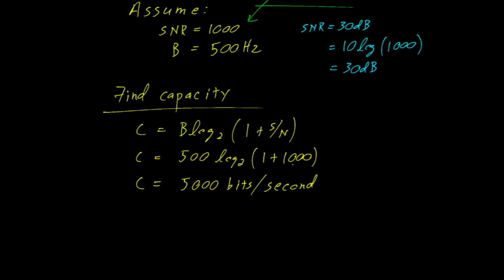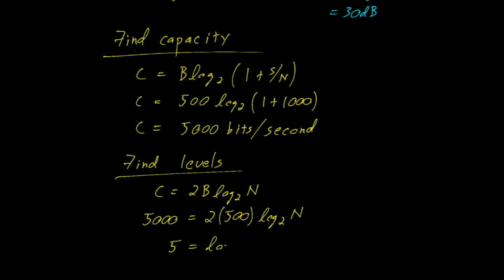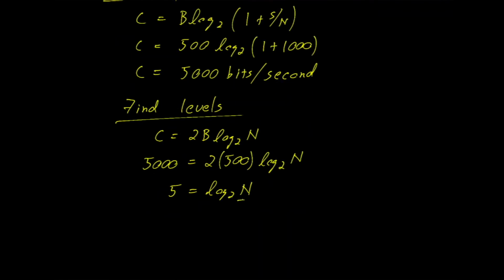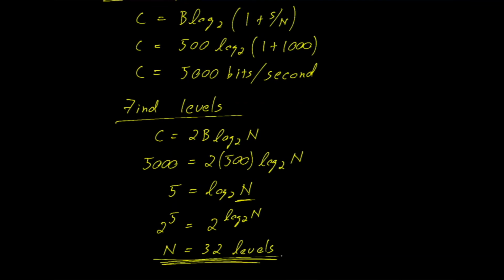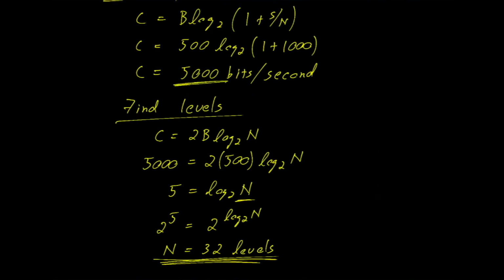Anyway, now that we know the capacity, we can find the required number of levels. Capacity is equal to 2 times bandwidth times log base 2 of n. So 5,000 is equal to 2 times our bandwidth times log base 2 of n. That works out to 5 is equal to log base 2 of n. Breaking n out of jail, that's 2 raised to the 5th power is equal to n, which yields an n equal to 32. So a 32 level system with a bandwidth of 500 hertz with a linear or absolute signal-to-noise ratio of 1,000 will allow us to transmit 5,000 bits per second.